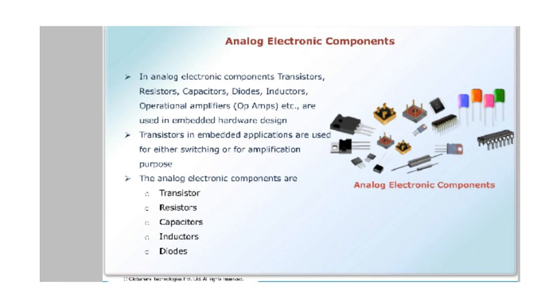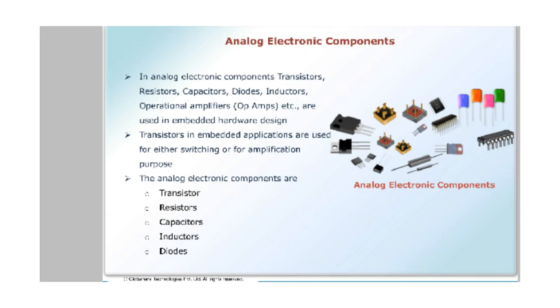Let us come to the analog electronic components. What are the components required to design an embedded product? We have different electronic components: analog electronic components and digital electronic components. The analog electronic components are capacitors, transistors, diodes, inductors, operational amplifiers, etc. And we can also have LEDs, timers, relays, switches. These are all analog electronic components.